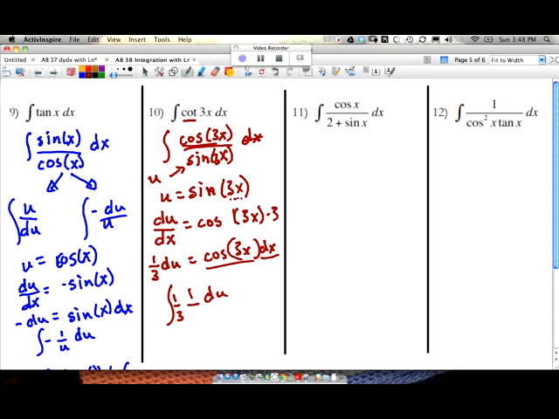And check this out. Constant stays. 1 over u du, natural log of u, which in this case is sine 3x. Absolute value in there, of course. And then plus c.